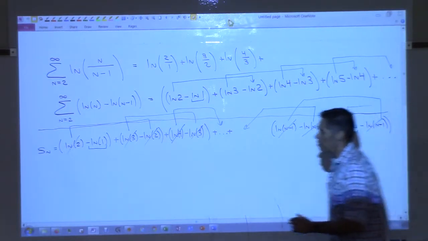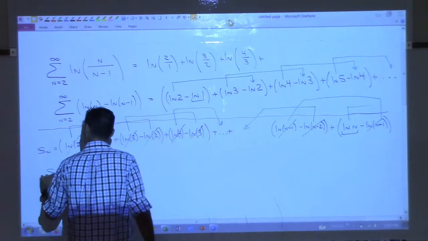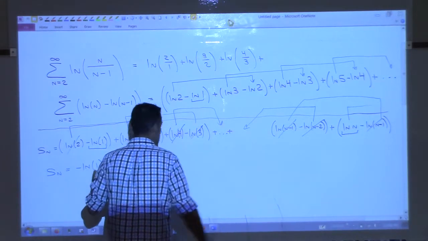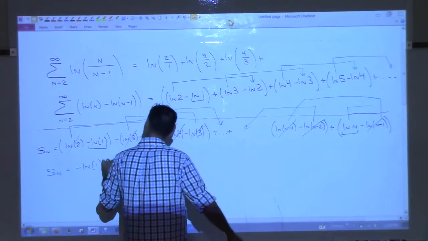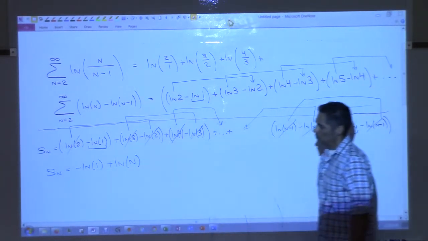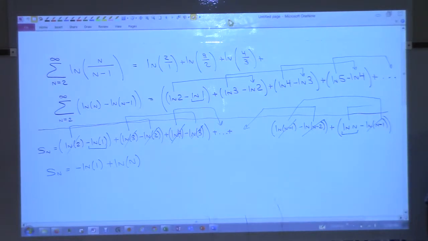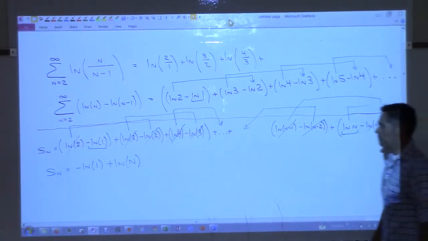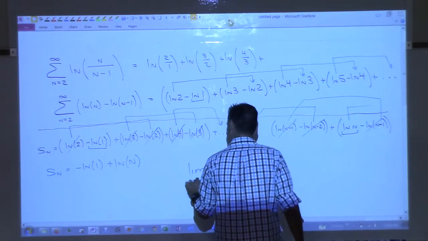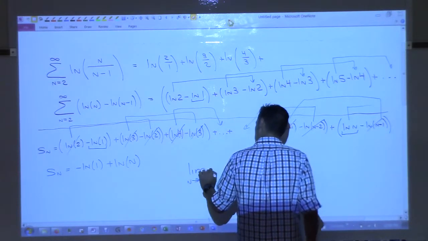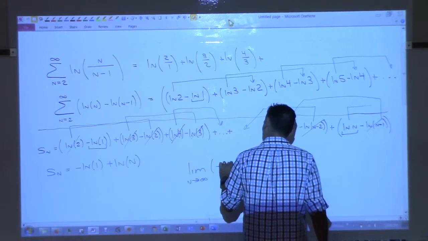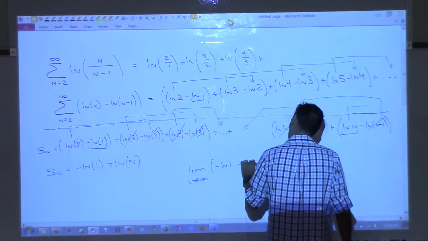So our nth partial sum is negative natural log of 1 plus natural log of n. And what am I supposed to do with that? Take the limit. What is the limit as n goes to infinity of negative natural log of 1 plus natural log of n?